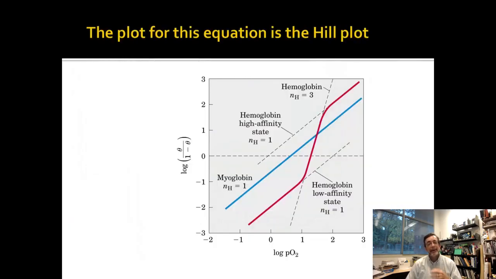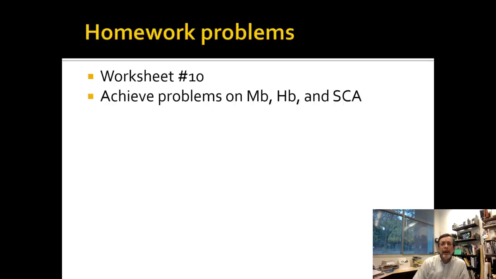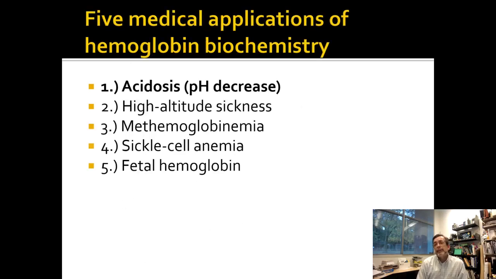All right, so let's move away from the land of graphs where we want to turn life into a straight line. It's very powerful. It's why you have to learn it. But also getting away from the straight lines, how can we take this information and use it to heal people? And I'm going to give you 5 medical applications of hemoglobin biochemistry. Some of these will get a little specific.